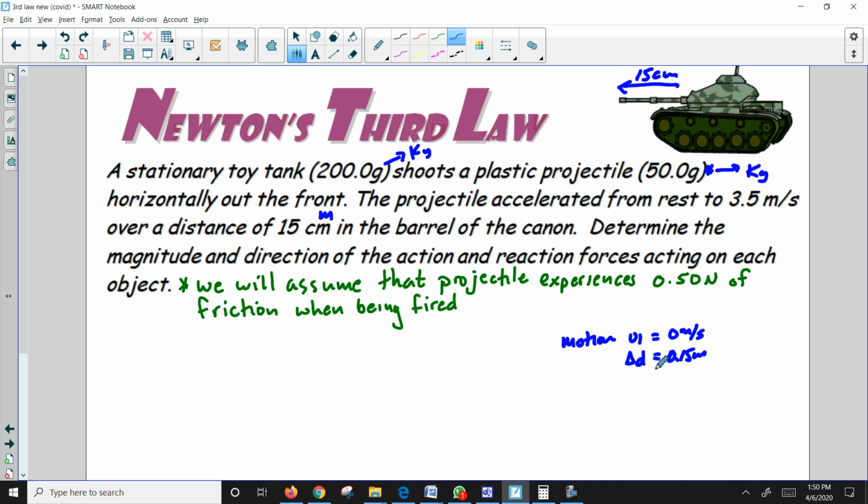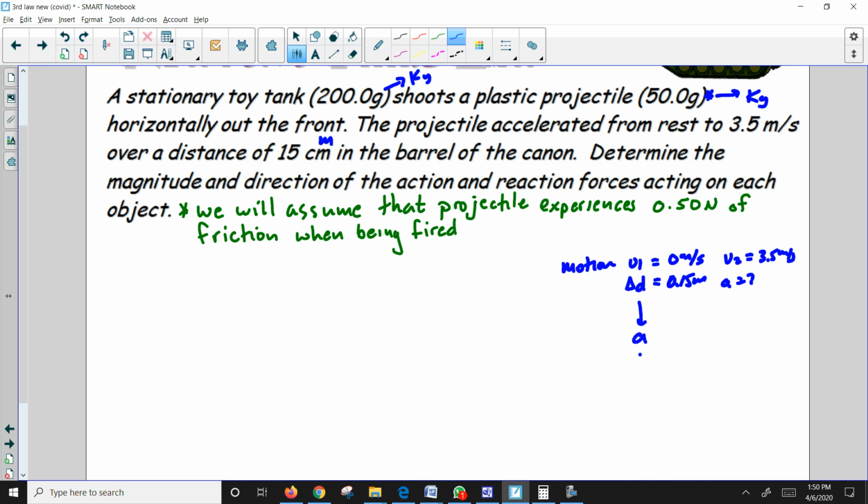And I need to figure out the acceleration. So I also have my final velocity, and I'm trying to figure out my acceleration. So we're going to be using a motion equation, and then from that motion equation, we're going to get our acceleration. Once I have the acceleration, we can figure out our overall force.